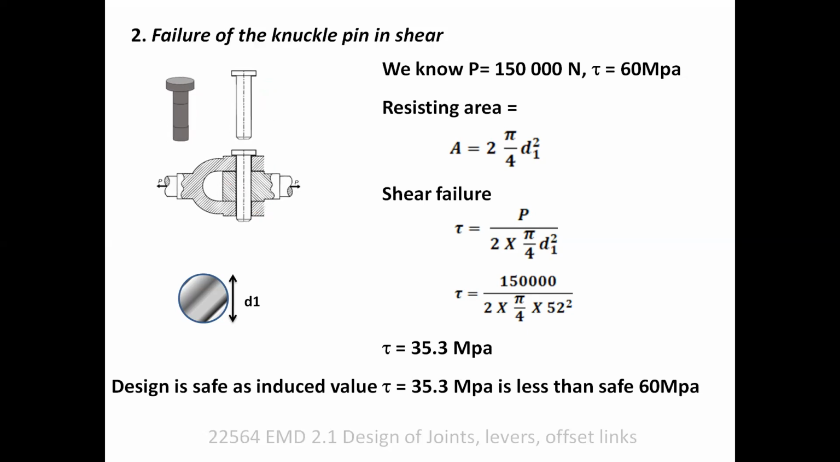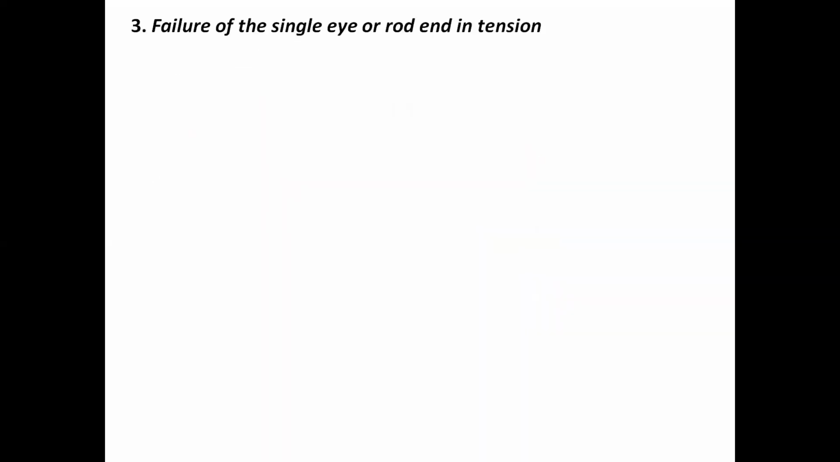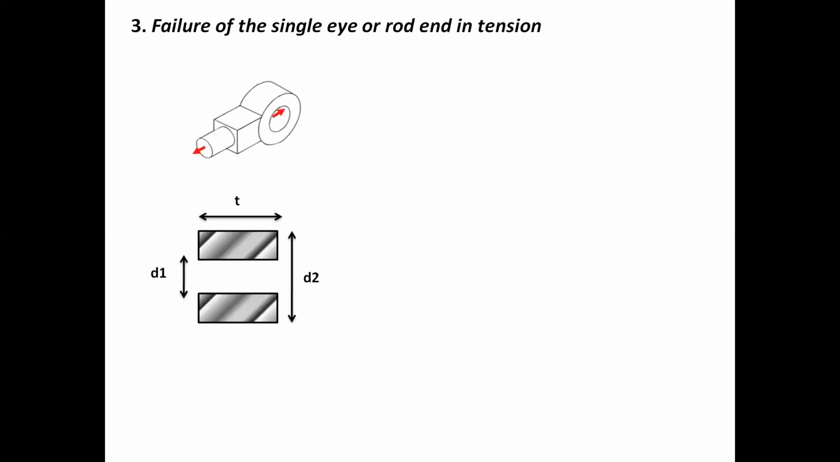Let us go for the second failure: the failure of single eye or rod end in tension. Our single rod also fails because of tension. So just look at the figure. The figure shows that when the single rod is subjected to tension, it fails like this. When it fails, how much is the resisting area? So let's look at the resisting area. The resisting area has dimensions like this.